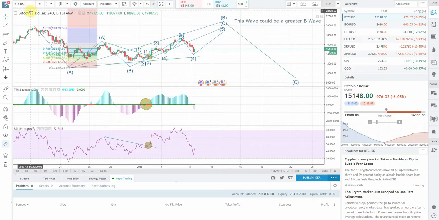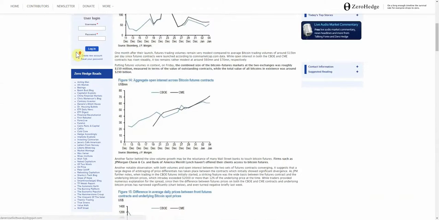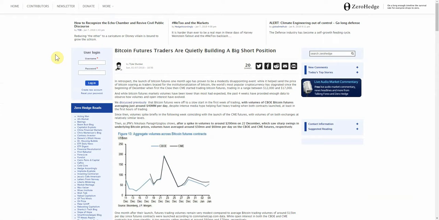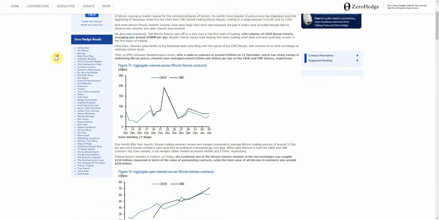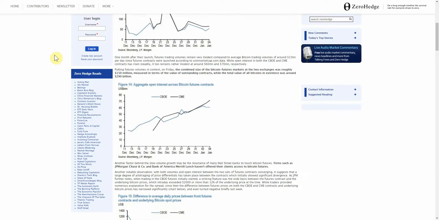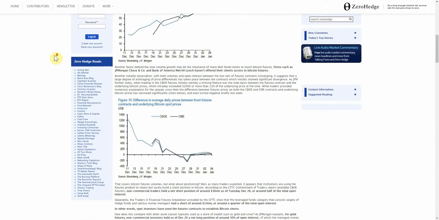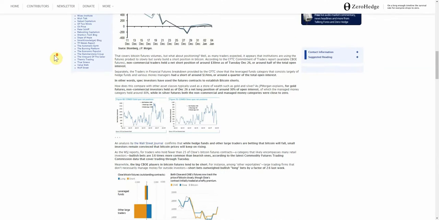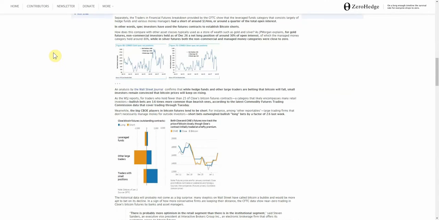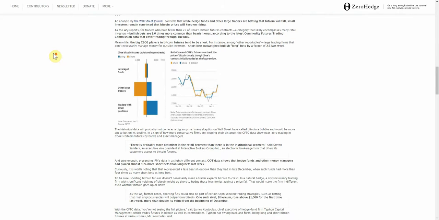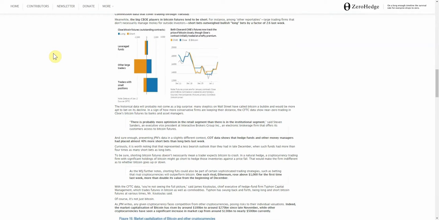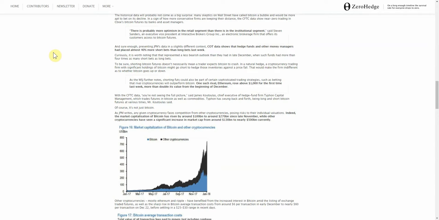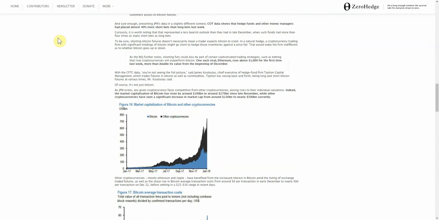And part of the argument for this, that Bitcoin would collapse further, is an article out of Zero Hedge here, where we see Bitcoin futures traders are quietly building a short position, and through the article, it's arguing that big players are accumulating, basically betting that the future price of Bitcoin will go down in the future. And these are related to big bank investors and some of the big name players out there. So they have a lot of capital to throw around, and in which case it is possible that they might be able to move the market lower.